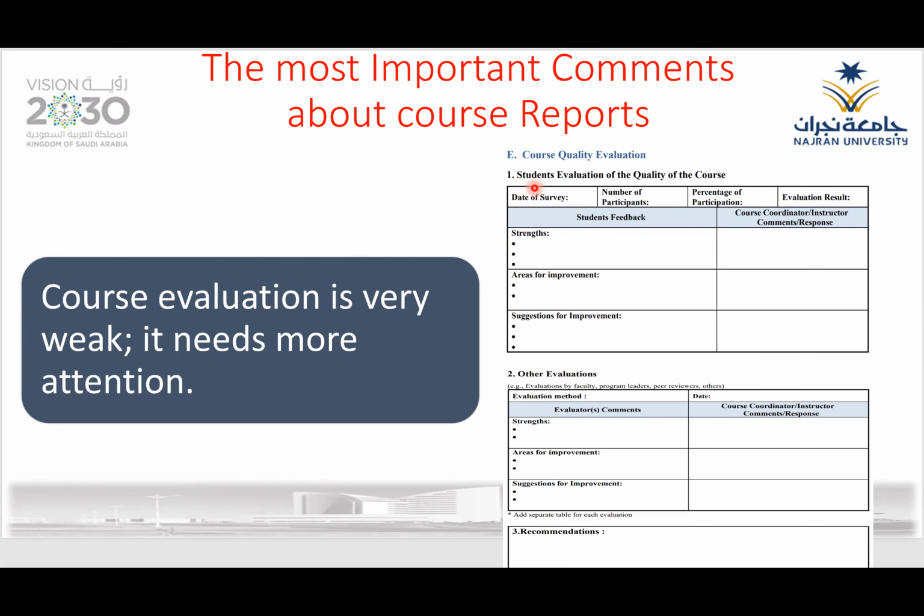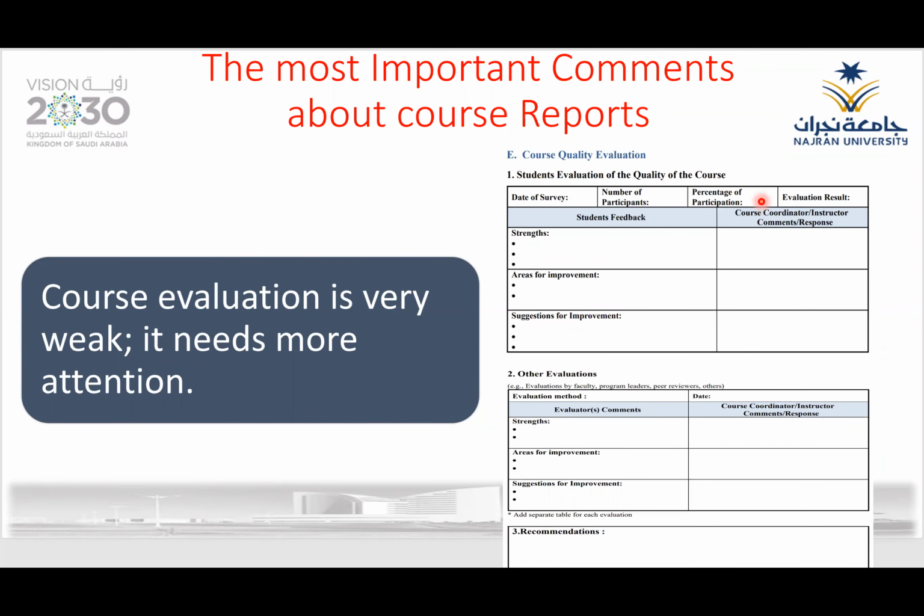After the students see their marks, we can get the results of the survey. And normally we write the date of the survey, which we can get from the EduGate. Normally the number of participants, we write how many students participated in this survey.